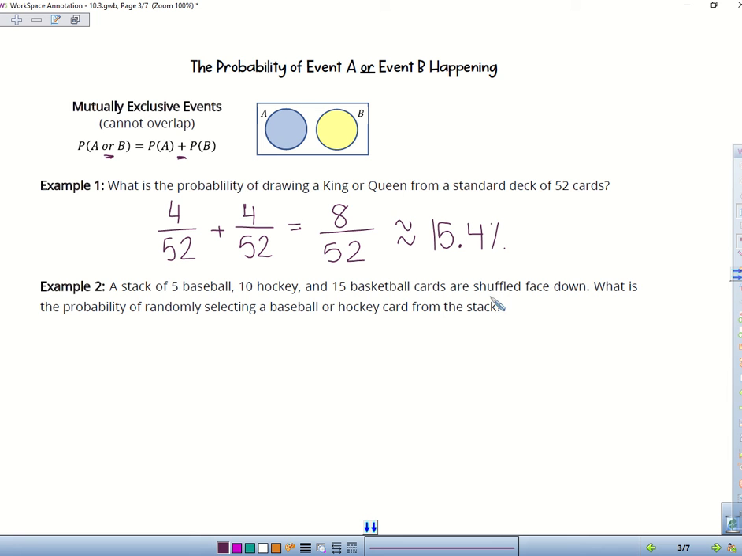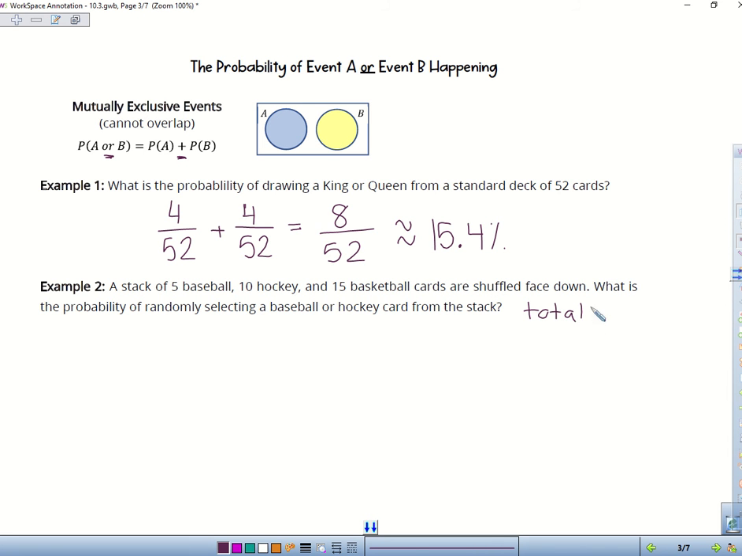Alright, the next one says a stack of baseball, hockey, and basketball cards are shuffled face down. What is the probability of randomly selecting baseball or hockey from the stack? Can you select one card that is both baseball and hockey at the same time? No, so this is mutually exclusive. So how many total cards are there here?